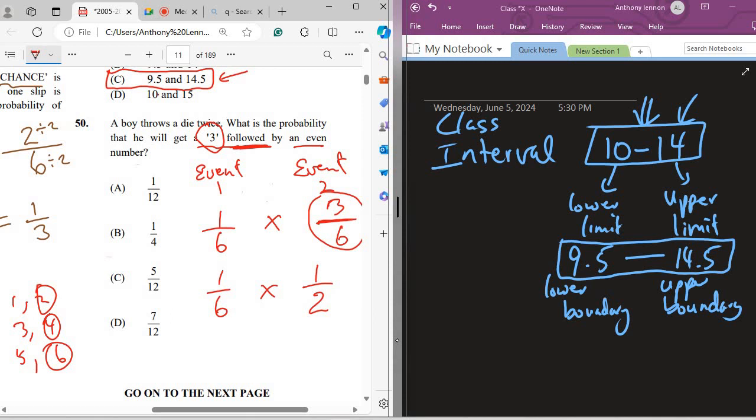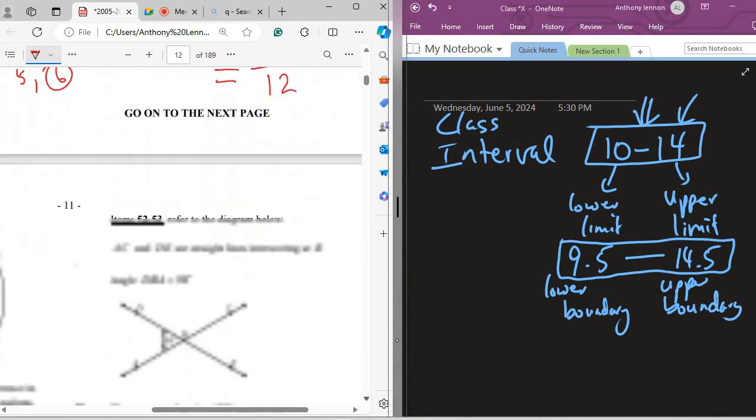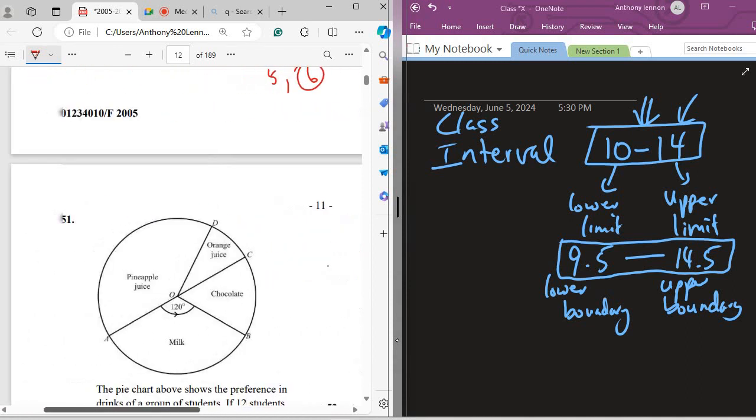Now, with multiplication, what do we do? We multiply straight across, right? When we can't simplify a numerator with a denominator, we multiply across. So it'll be 1 times 1, and 6 times 2. And so the answer is what? A. That's what I have. Right, good. So we get it, right? Okay, awesome. Alright, so we're almost done.